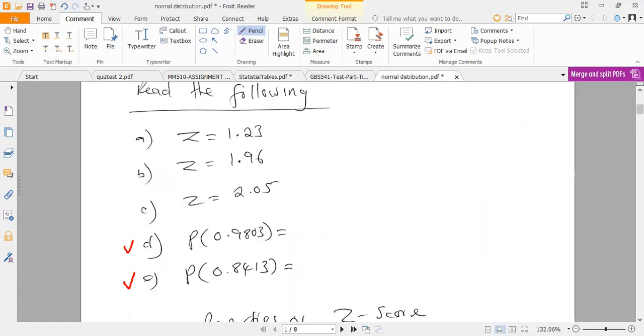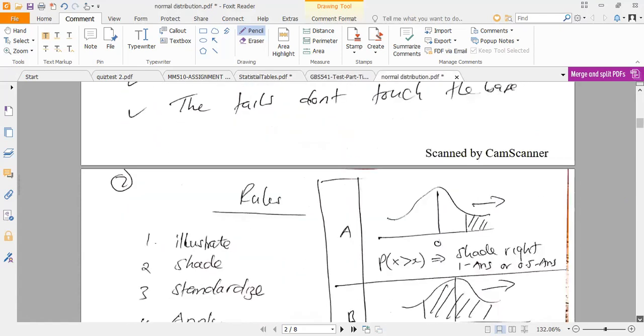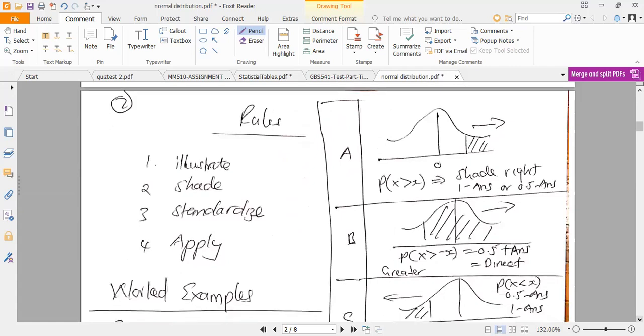All right. Now, the properties of the Z-score have been discussed. Now I want to look at the 4 rules that we need to know. Number 1, you need to learn how to illustrate, shade, standardize, and apply. Whenever the shading is to the right or greater, you shade to the right. The right can be shaded in 2 ways.